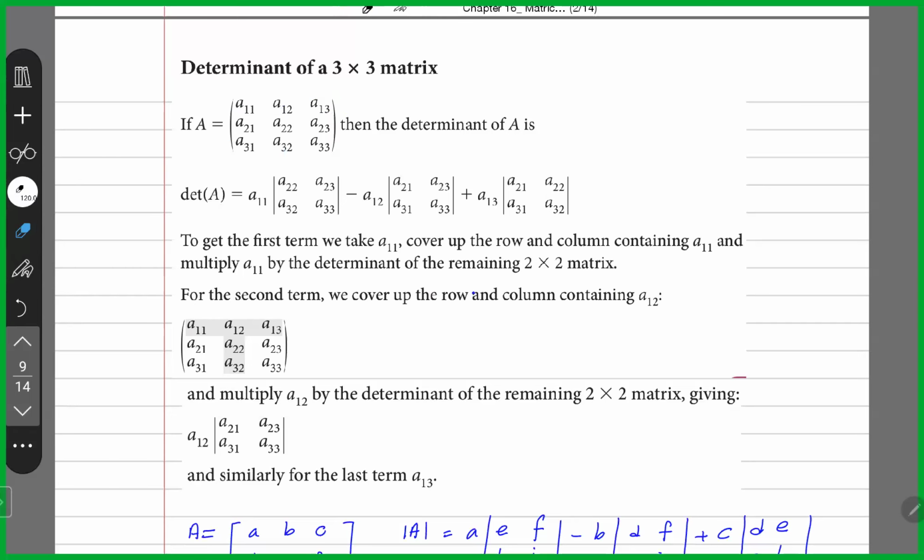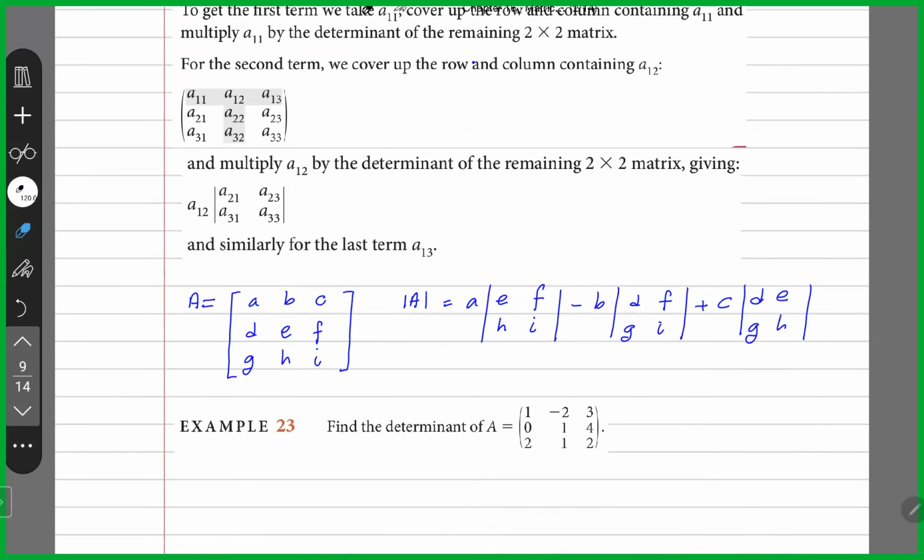All right, now if that is confusing, we could use letters. So if A is the 3x3 matrix A, B, C, D, E, F, G, H, I, the determinant of A would be A, block B, B, C, and D, G. All right, and so on and so forth. Let's show it in action.